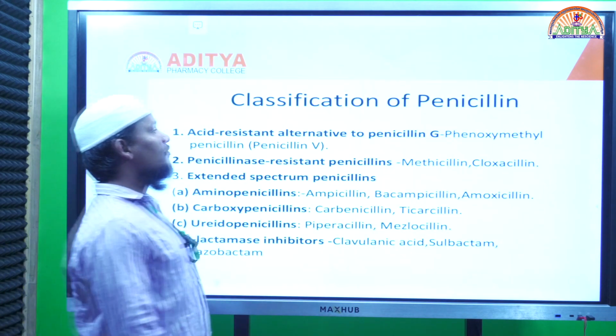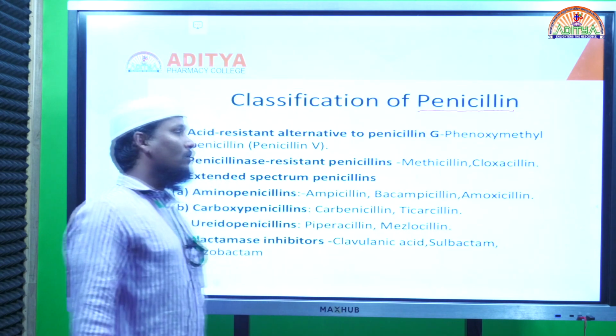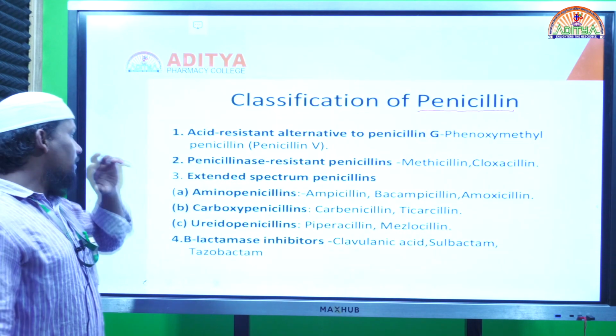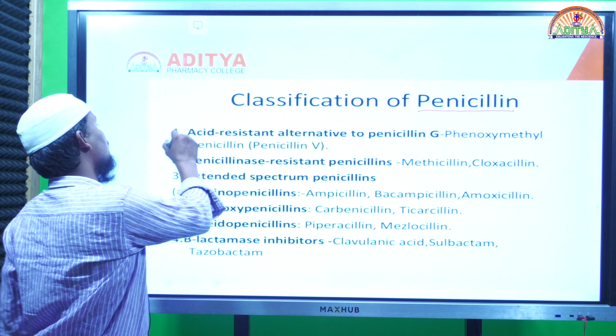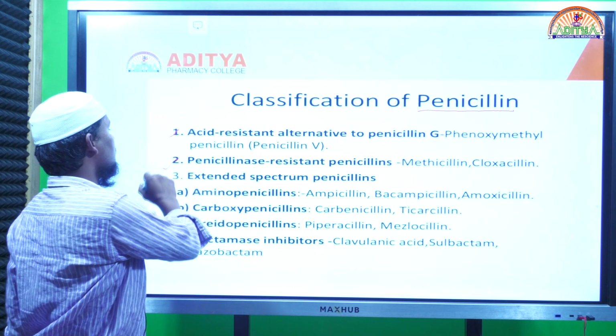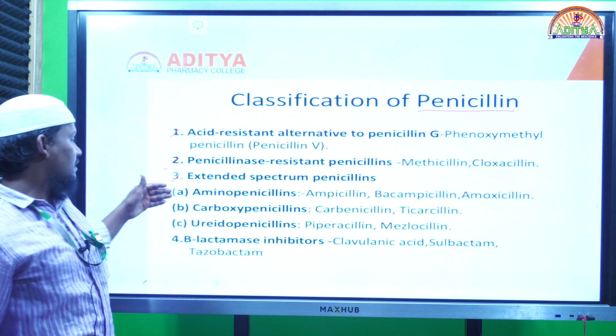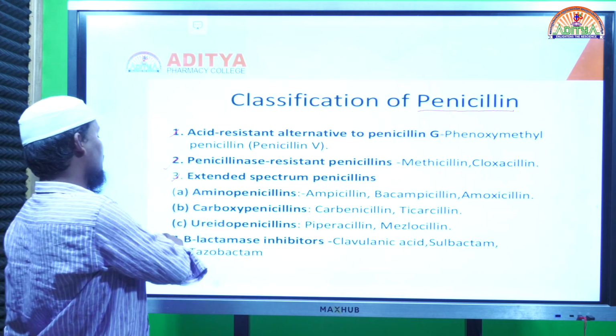Okay, first of all we are going to discuss the structure of penicillins. Penicillins have a very broad classification: acid resistant, penicillinase resistant and extended spectrum penicillins. So in that, 3 classes are there, and the 4th one is beta lactamase inhibitors.